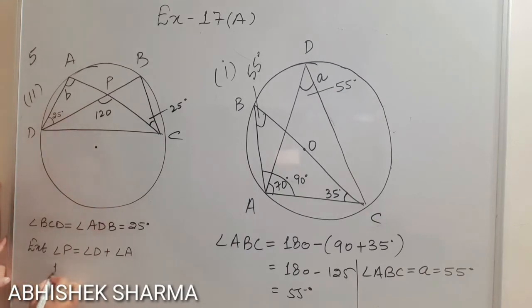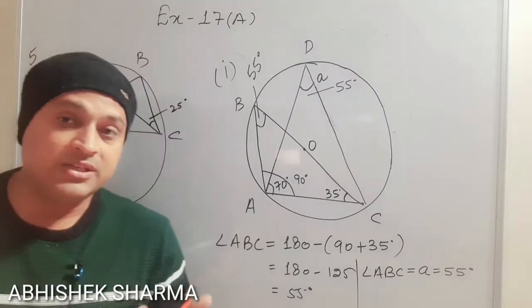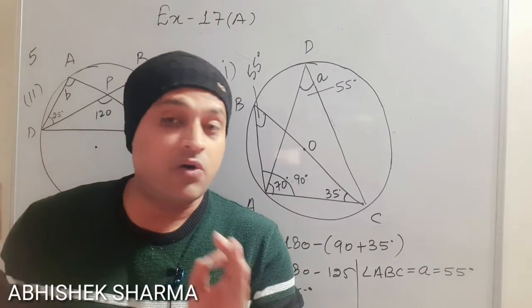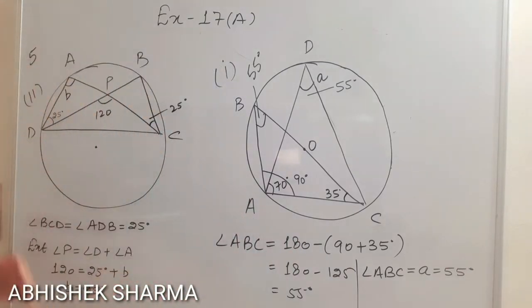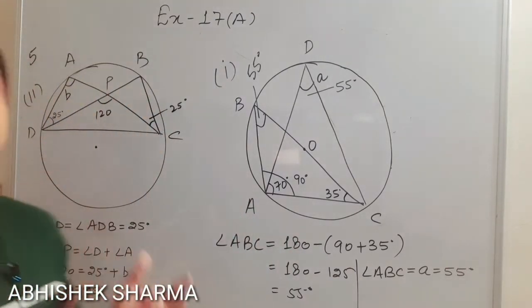So what is angle P? That is 120. What is angle D? Already we have calculated 25. What is angle A? That is B. Now dear children, you can very well understand that we have to subtract here and the value of B will come here 95 degrees. Right? So I think you have understood this question. See, the link of the previous question I have already given in the description box. Right? So let us move to its third and fourth part here.